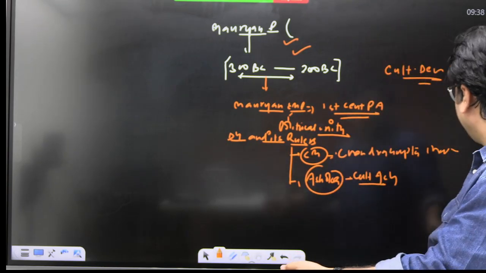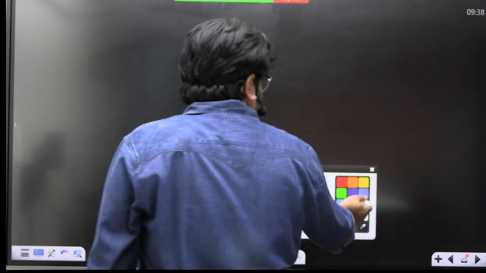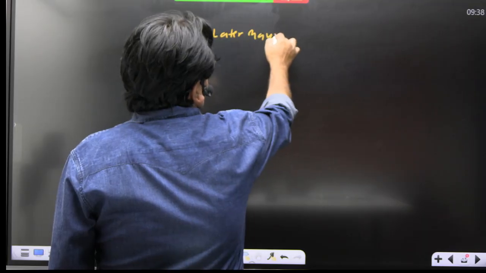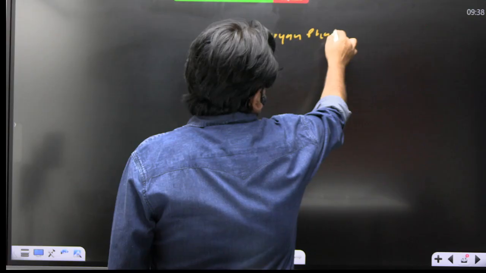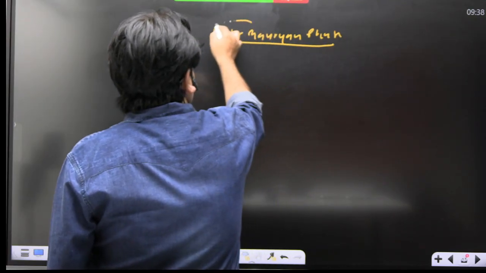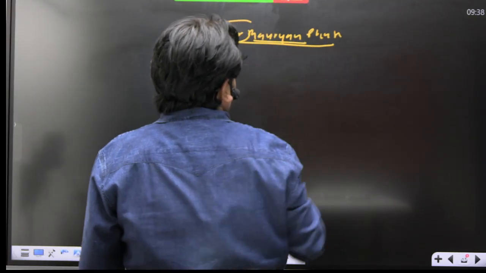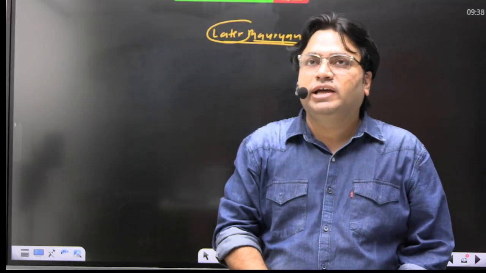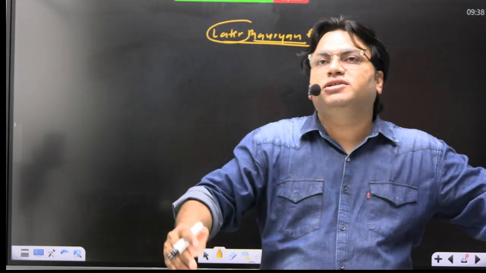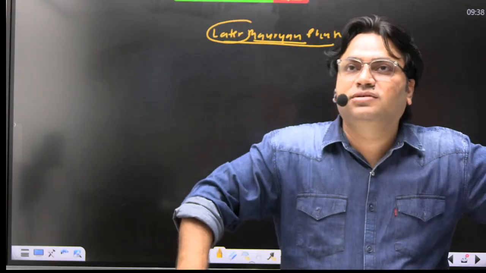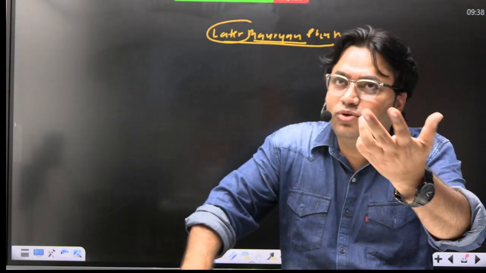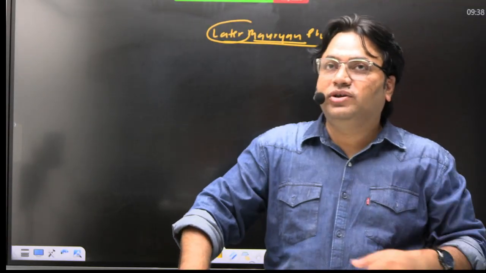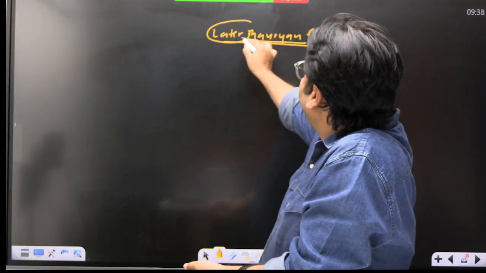Now the next chapter is the later Mauryan phase. So what happened in the later Mauryan phase? We are using the word later Mauryan. Why? Because here we see the absence of a central political authority. No dynasty in India could be called a central ruler. Why are we using this word later Mauryan?